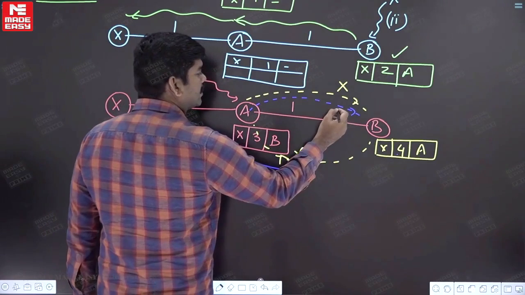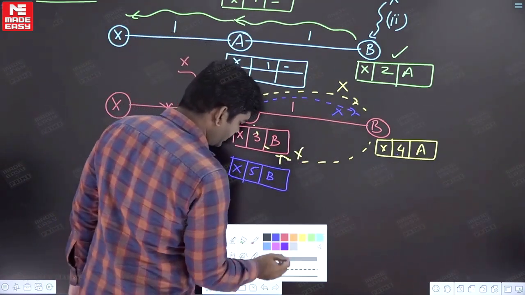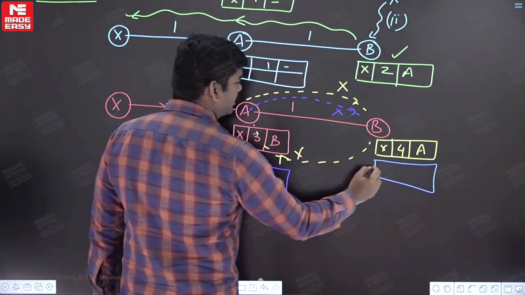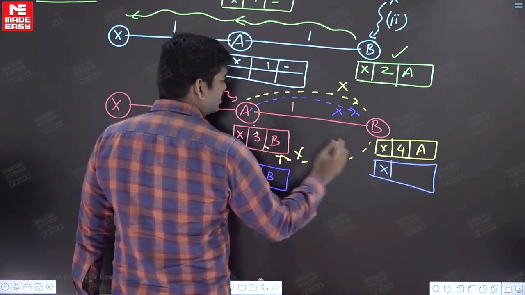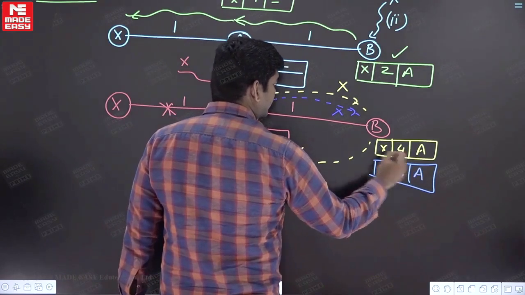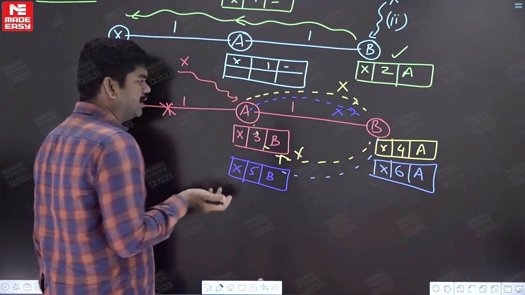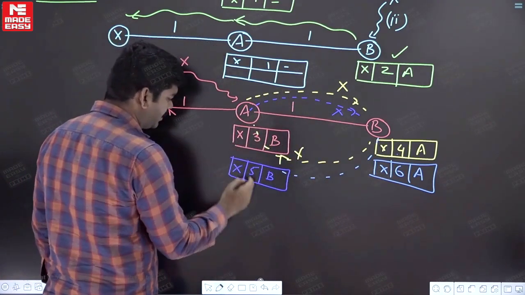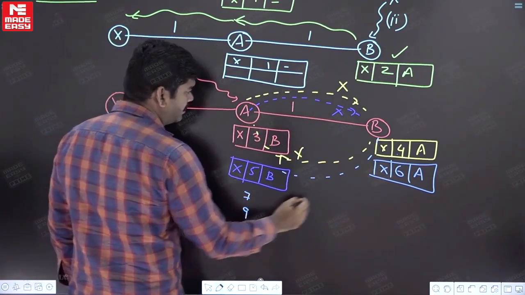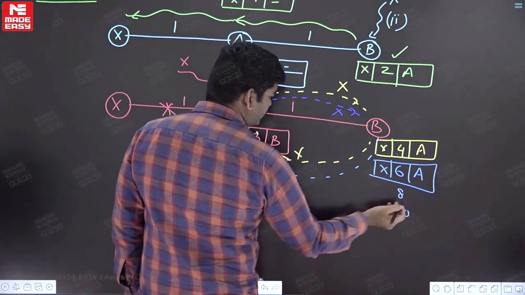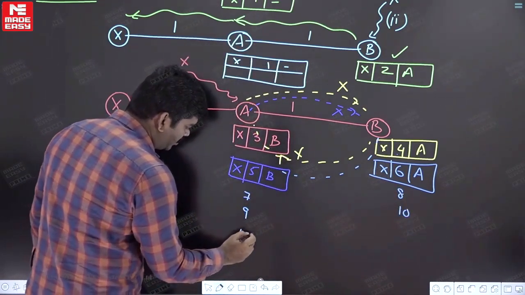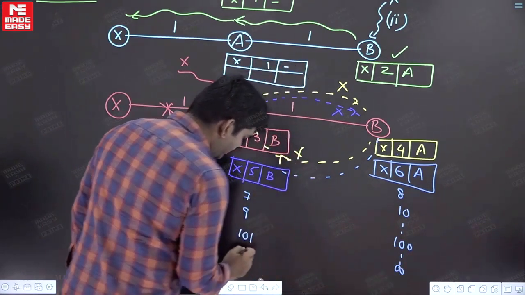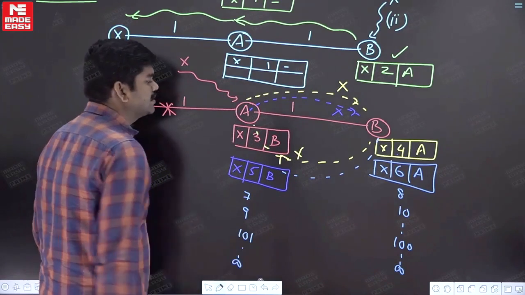Now this process will continue. Once it is X, then what happens? It is again going to update. A is going to update how much for X? 5 plus 1, 6. Who is the mediator? A. Then again the packet will come. So what is happening here? The packet is forming a loop or a cycle, and here you see 3, 5, then 7, 9. Here you see 8 to 10. So on like that, 101, and here this value will be 100. So on up to what? Infinity.